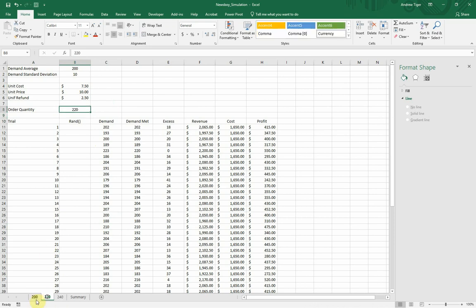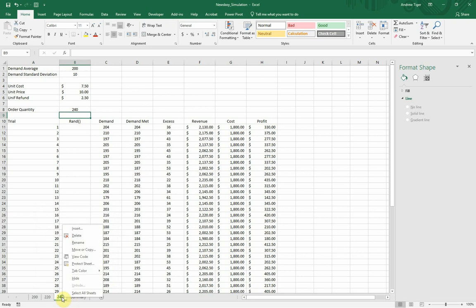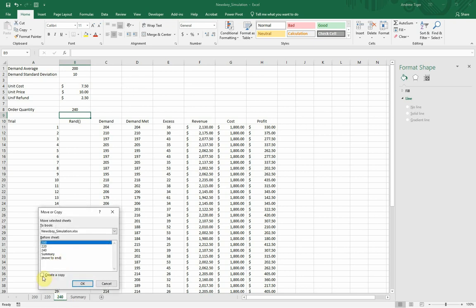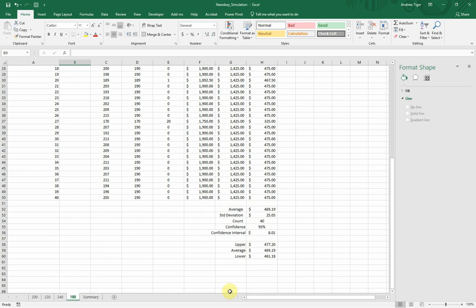240, I can make these whatever I want them to be. I can have as many worksheets as I want. I could create another one. And maybe this one I go the other way. This is 190, and change this to 190. And for every one of these, I now have a confidence interval.